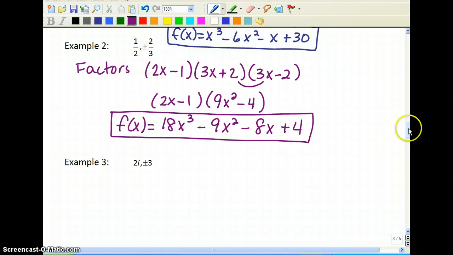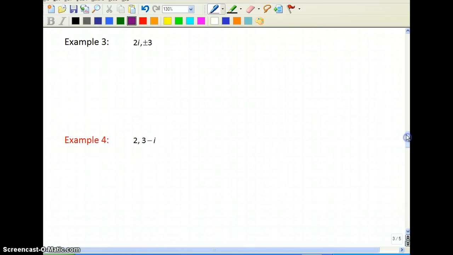What happens though when we get imaginary? We don't typically have factors when we have imaginary answers or nice factors, but we're going to pretend that we can, even though we don't normally do it that way. Remember, for imaginary, they always come in pairs. You never can have one imaginary. So if they tell you that 2i is a 0, then we know that -2i is also.